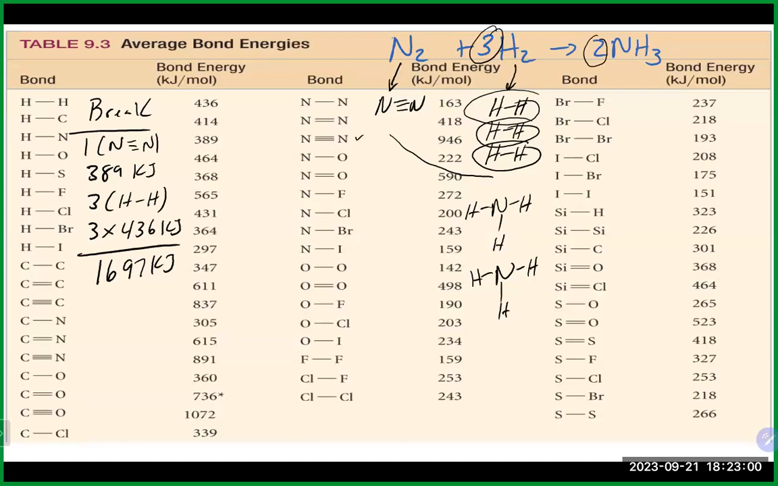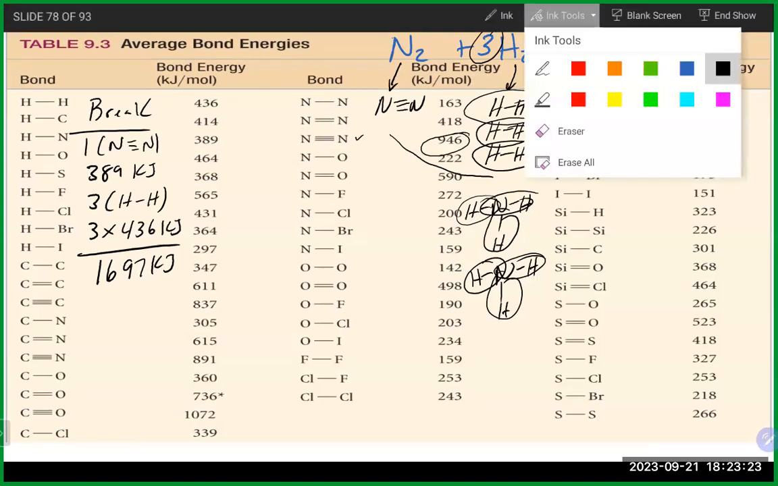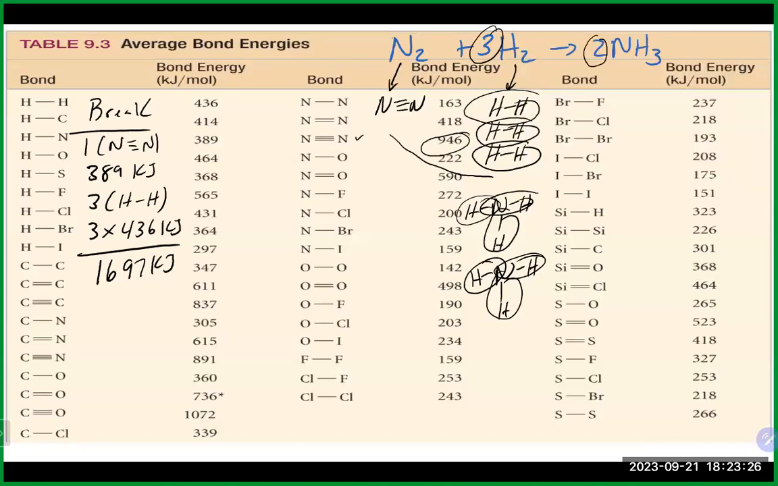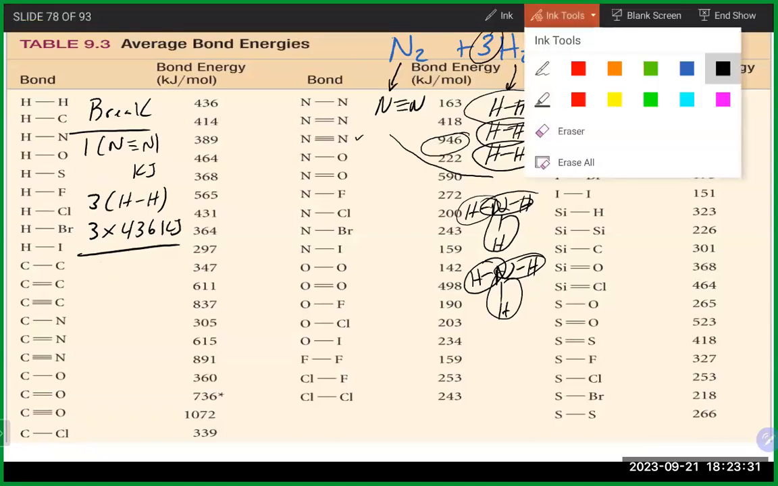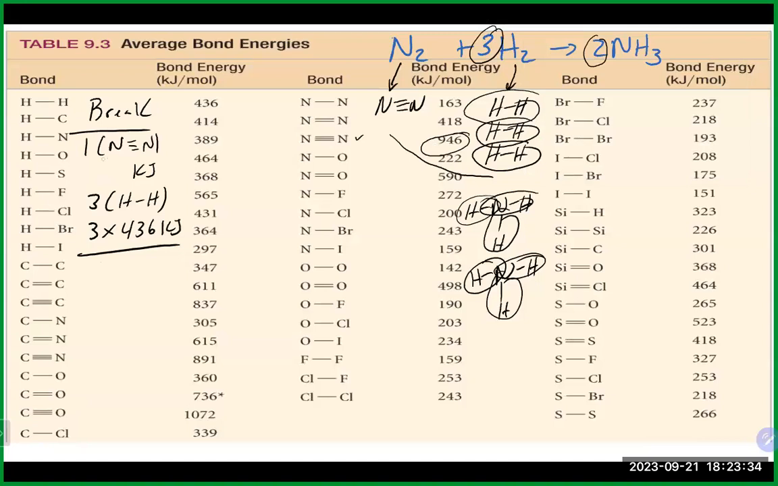On the making side, we got 1, 2, 3, 4, 5, and 6 nitrogen-hydrogen bonds. Oh, it is 946, thank you. I looked to the left on it, so it would also help to look at the right number there. So that's going to change there. There we go. So it is 946. So let's refix that there.